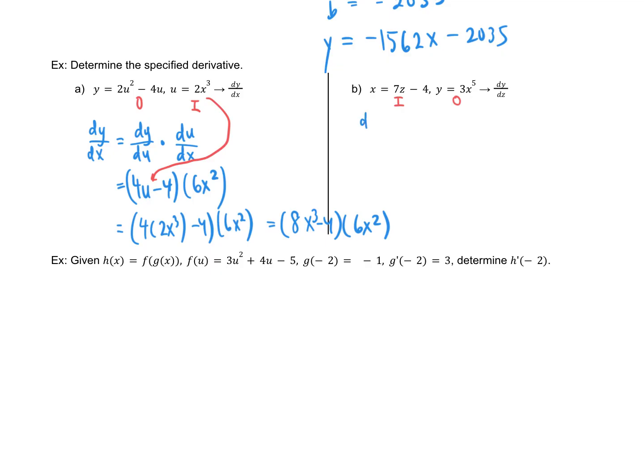Plus, it's asking us for dy dz, meaning I need to take the derivative of y in terms of x first, which is the equation I have, and x in terms of z, which is the combo I have as well. So the derivative of y would just be 15x to the 4, and that's going to get multiplied by the derivative of x, which is just 7, and now we can bring the actual x in, and the reason I have to do that is because it's asking us for the derivative of y in terms of z, and I don't have z's here, I have x, so let's put this back in.